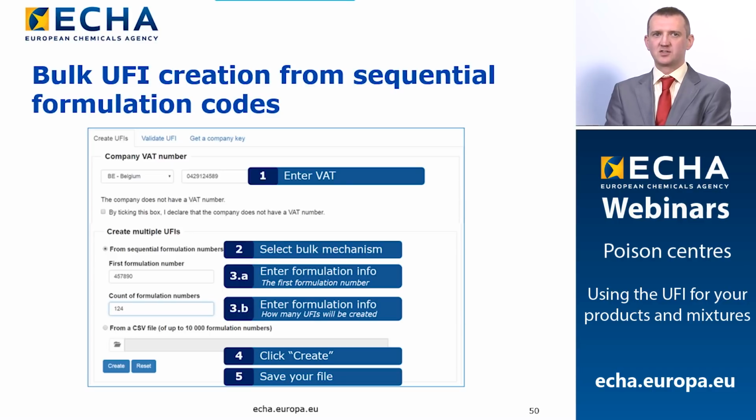When many UFIs must be created by the same company, using the bulk feature is preferable over the single generation. When using a bulk generation, a set of formulation numbers is given to the application, and then the corresponding UFIs will be returned in a single operation. So, you enter the VAT number, you select the sequential bulk mechanism, you enter the first formulation number, then you type how many UFIs you need to create, and then click Create. As an output, you will receive an Excel sheet with all the UFIs. You can generate this way up to 10,000 UFIs in one operation.